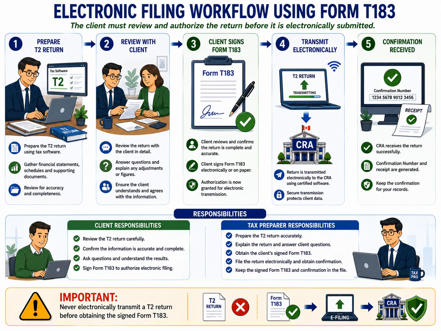Before a T2 corporate tax return can be electronically filed with the Canada Revenue Agency, the tax preparer must follow a specific authorization process. This process ensures that the client has reviewed the completed tax return, confirmed that the information is accurate, and formally authorized the tax preparer to transmit the return electronically. Form T183 plays a central role in this electronic filing workflow.